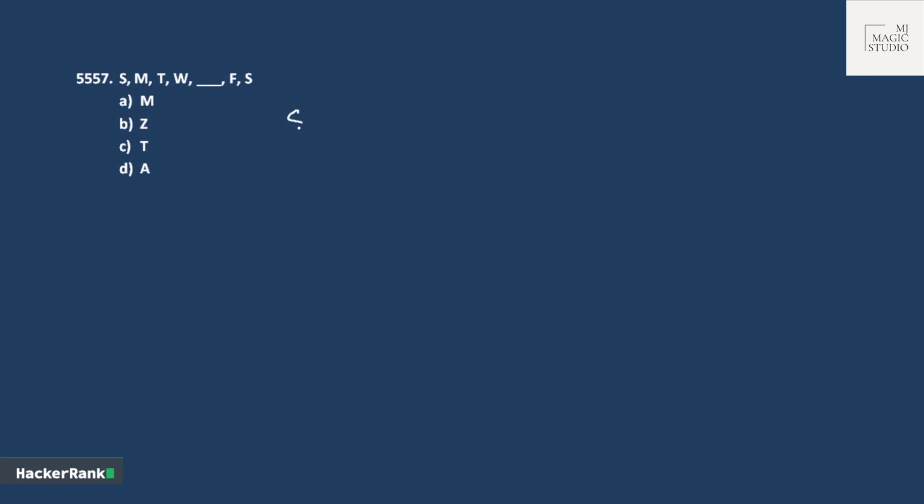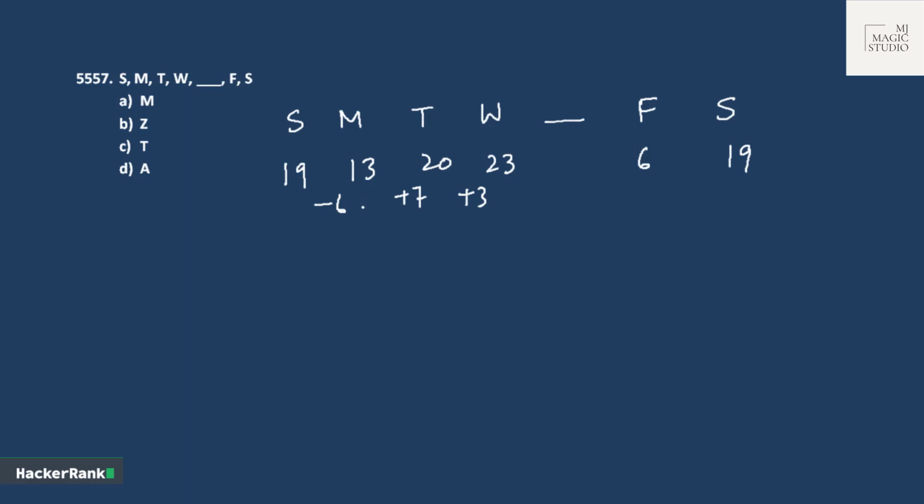So we have these single alphabets now. S, M, T, W, nothing, F, S. And if I write numbers for these, it will be a very confusing one. S is 19, M is 13, T 20, W 23, then F 6, S is 19 again. Here it is decreasing by 6, increasing by 7, increasing by 3. It is not fitting up.